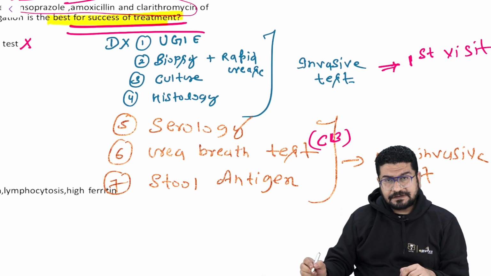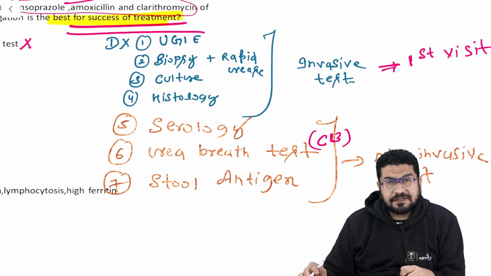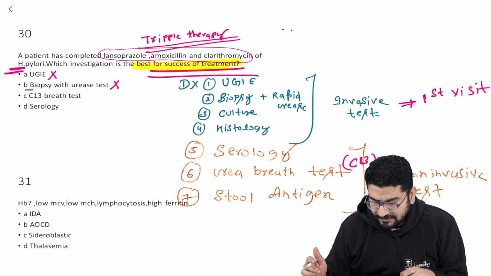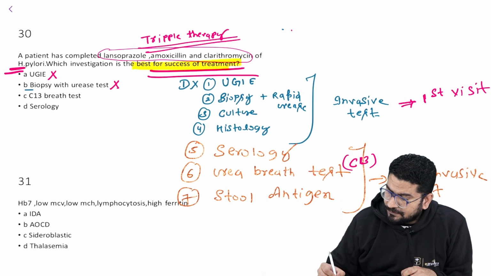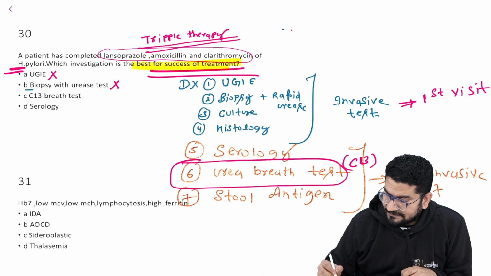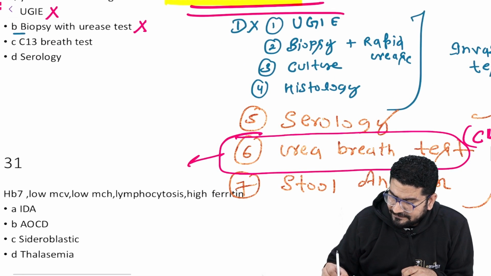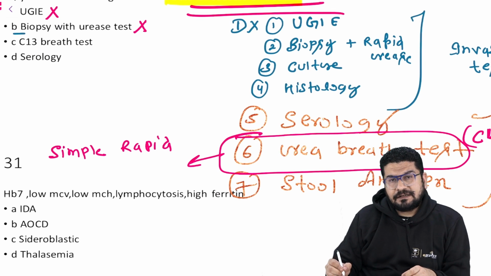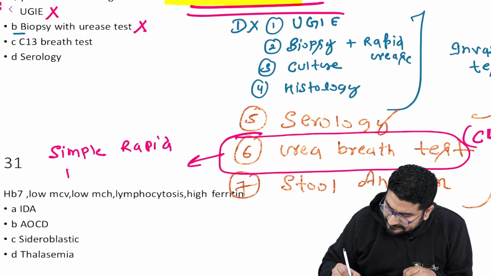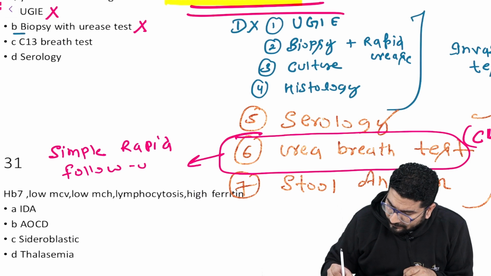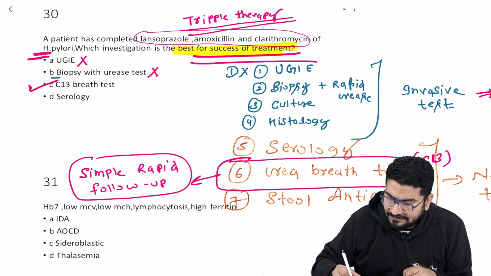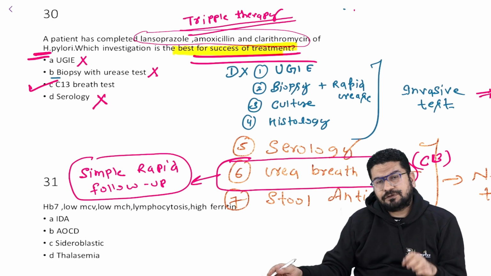So out of these tests, understand this, stool antigen we can perform, but out of these the better one, the simple, conventional, more convenient test, will be your urea breath test. Urea breath test is a simple, rapid and convenient test. This is a test that is commonly used for follow-up. So for follow-up, the most common test, we can also use serology, but better than this is the C13 breath test. So that is why the answer for this question will become C.